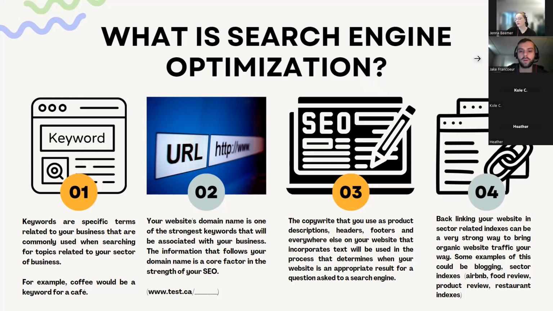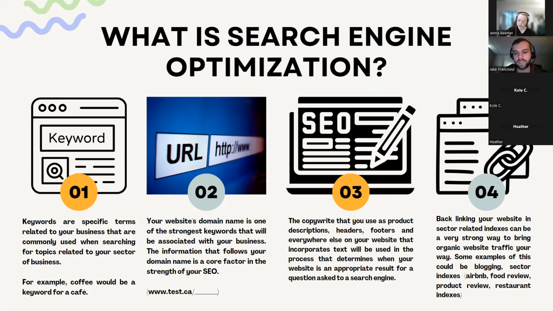So let's talk about number 4. Number 4 is backlinking. Backlinking your website in sector-related indexes can be a very strong way to bring organic website traffic your way. Some examples of this could be blogging, sector indexes. So a sector index, let's talk about that. That's a big word, or a random word. So we'll talk about that a little bit.